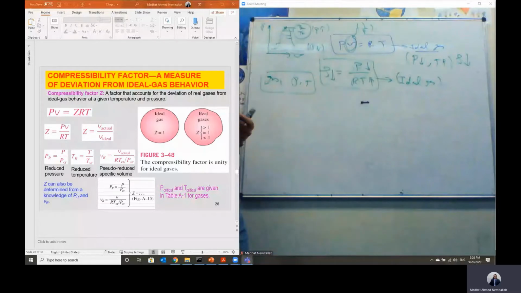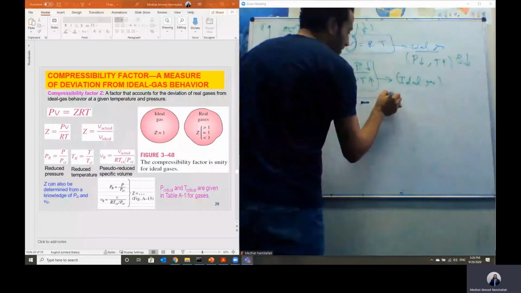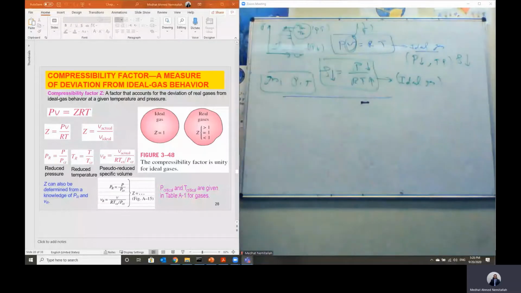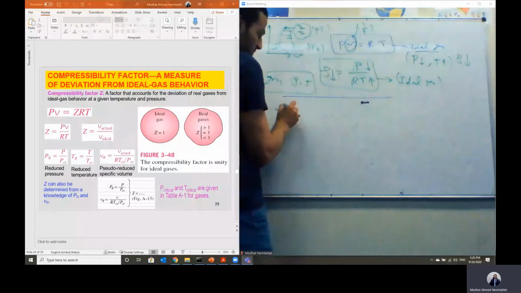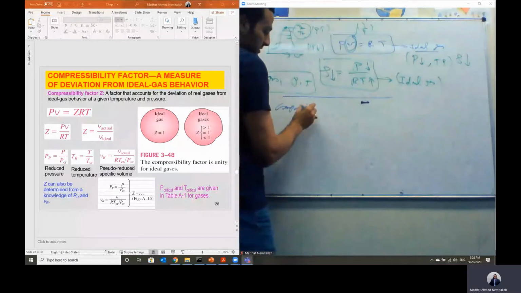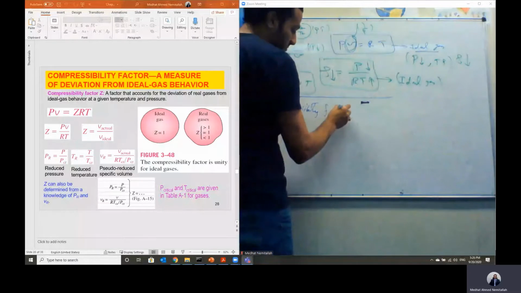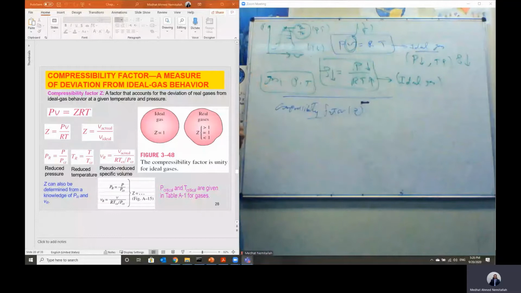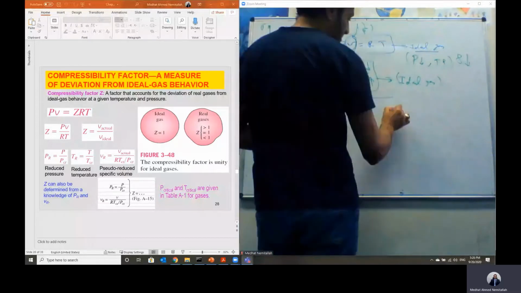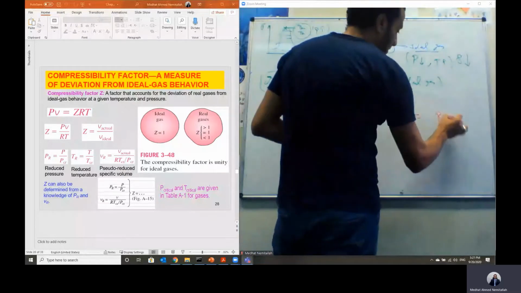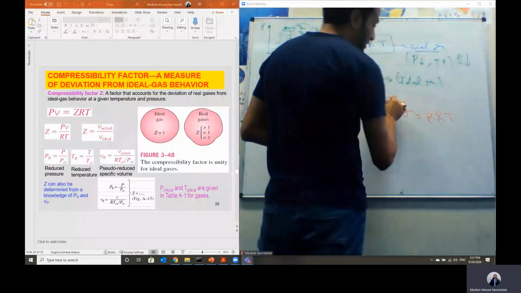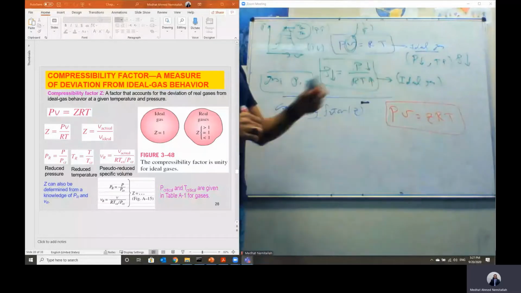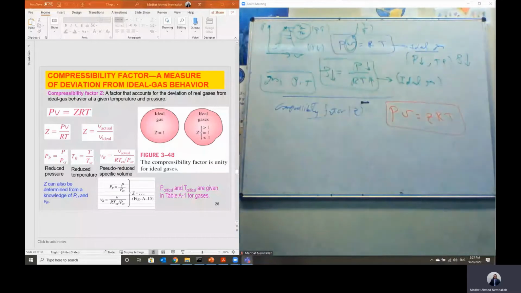That's why we have to modify this equation using what is called the compressibility factor Z, to account for the actual volume of the gas. So instead of using the equation PV equal to RT, the equation will be modified to PV equal to Z, the compressibility factor, multiplied by R multiplied by the temperature T.